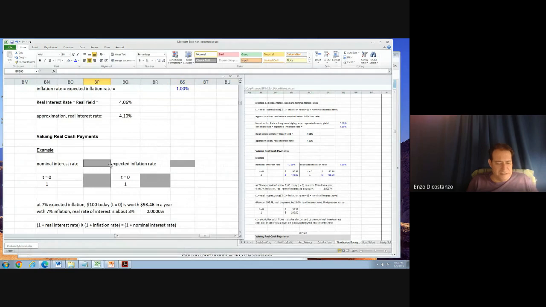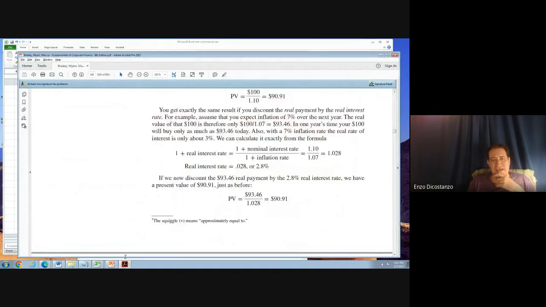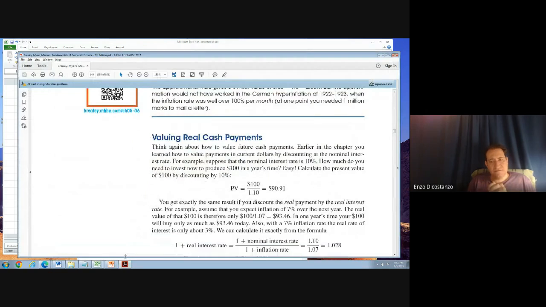This example is 10% nominal, inflation we expected at 7. What is this book talking about here? It says what's the real value? What a year earlier you spent $100 on, a year down the road you have to, well, yeah, what costs 93 today would be 100 a year from now. That's what that means.